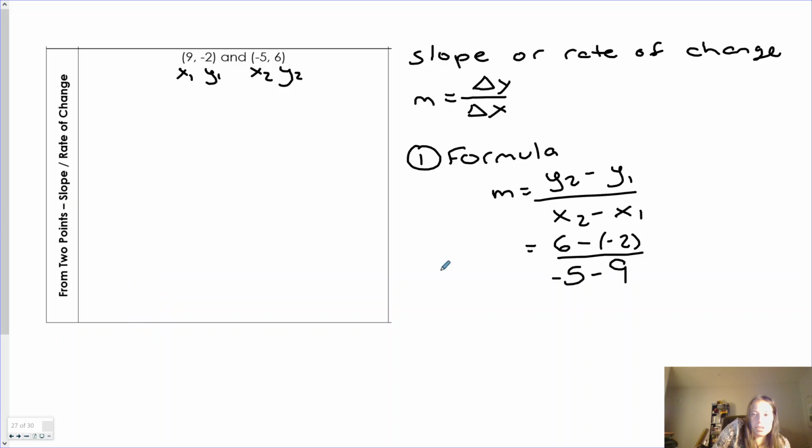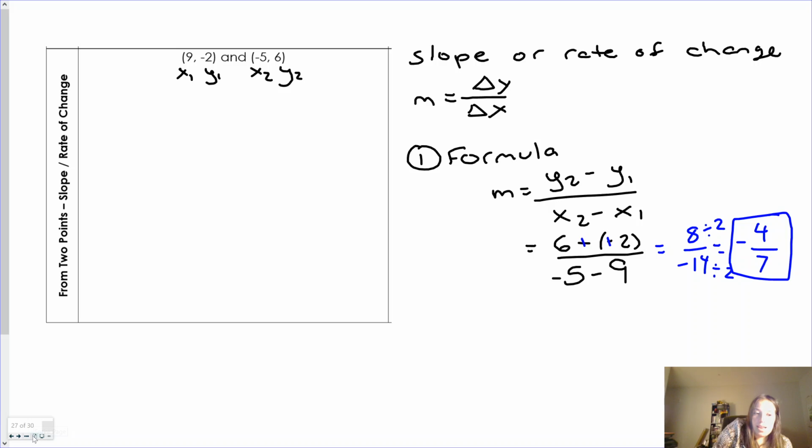So now we're going to show how we solve 6 minus a -2. The opposite of taking away is to add. Therefore, 6 plus 2 is 8. And -5, taking away 9 more, will make it more negative, -14. And then we have to reduce this fraction, which will ultimately be -4 divided by 7, because the common factor is 2.